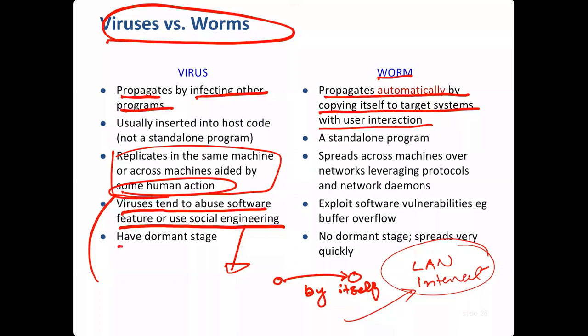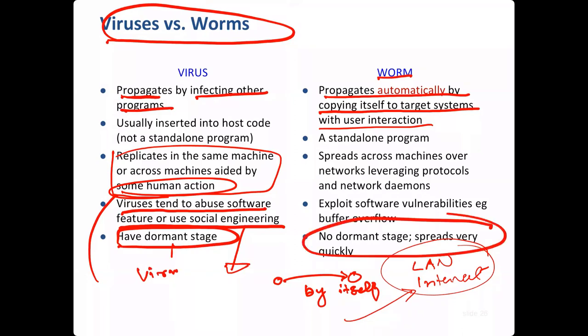So a virus has a dormant stage, right? The virus may remain dormant or inactive for months, while a worm does not have a dormant stage, it continuously spreads. So you may find that a malware writer has written a worm, and it spreads to all machines within a week, all over the world.